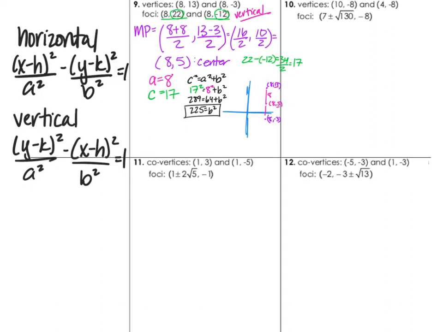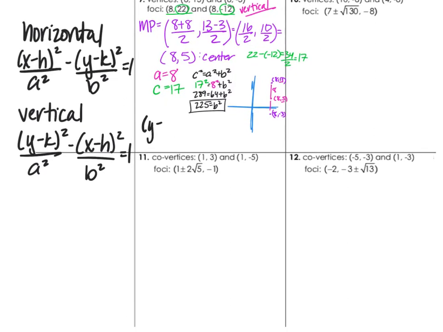So now let's go check our vertical hyperbola formula, and we start with y. So we have y minus k is 5, so y minus 5 squared over a squared, so a is 8, that's 64, minus x minus h, which is 8, squared, over b squared, which was 225, equals 1.